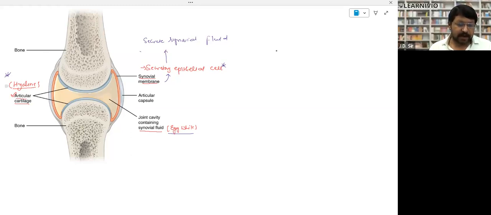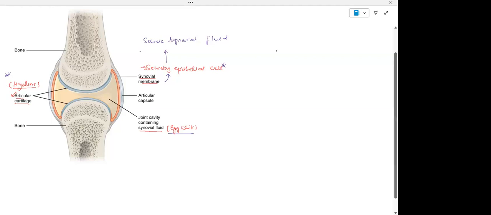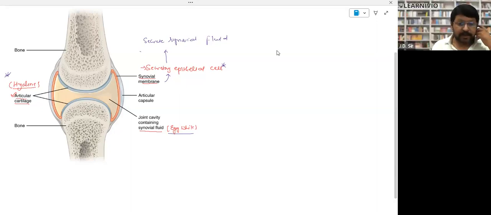This viscous part provides the lubrication. It protects from the jerk. Suppose that you jump somewhere, and there will be a jerk in our knee. That will be absorbed by this fluid, and it provides the lubrication.